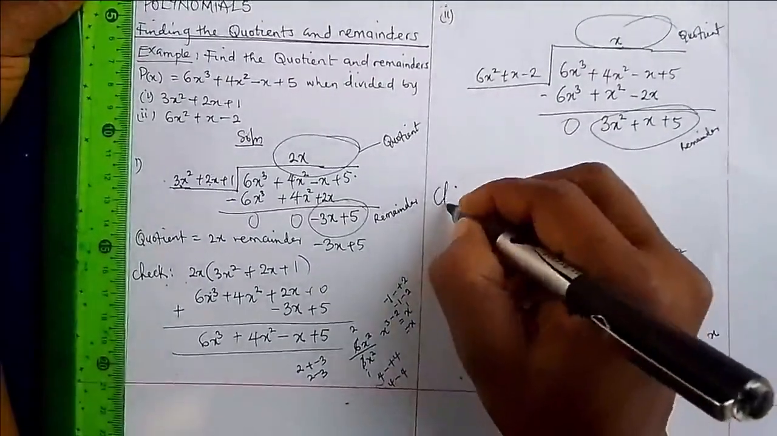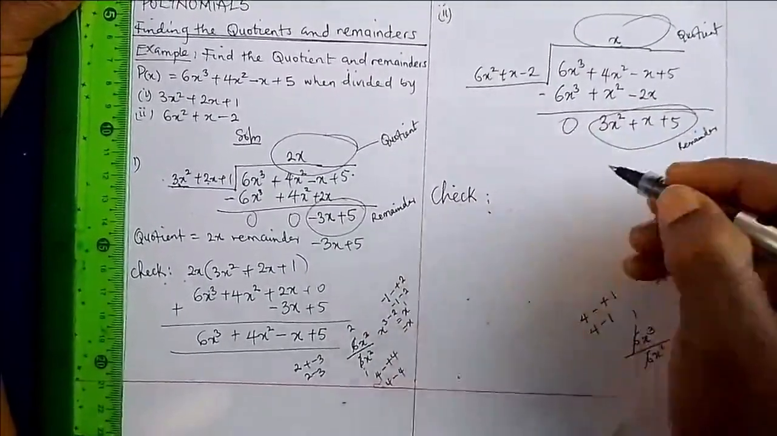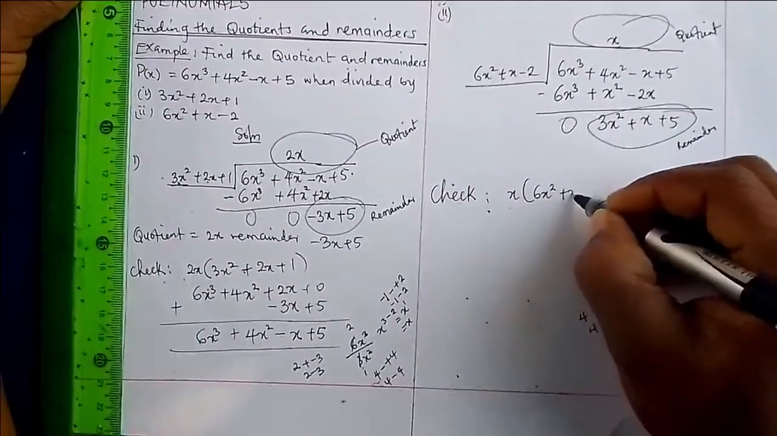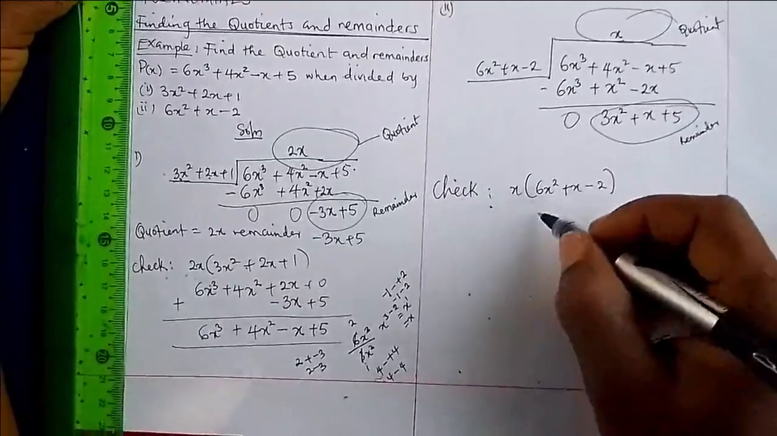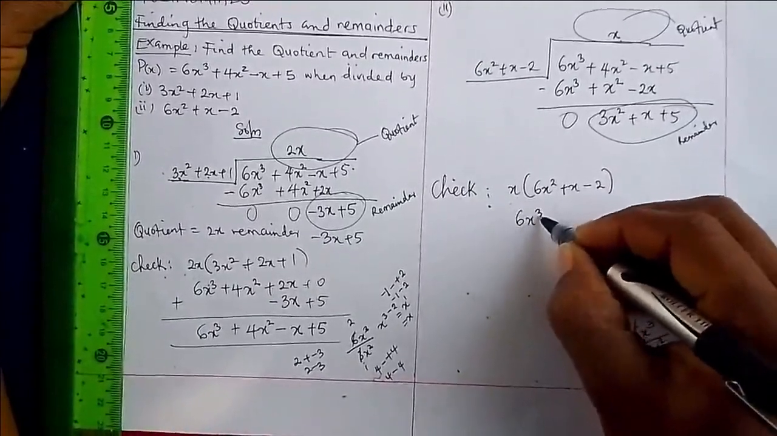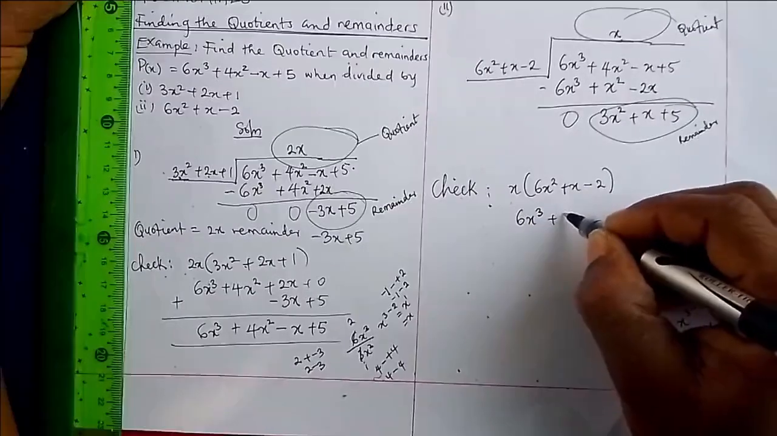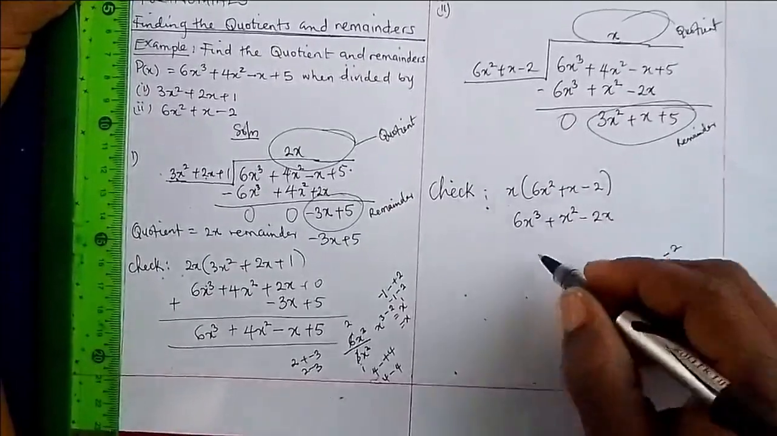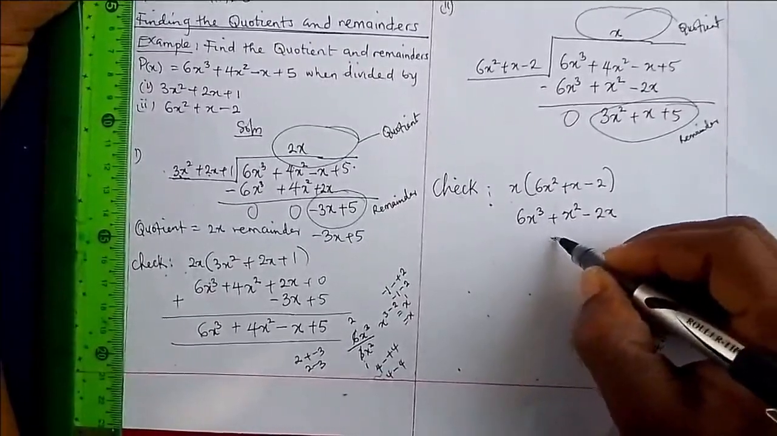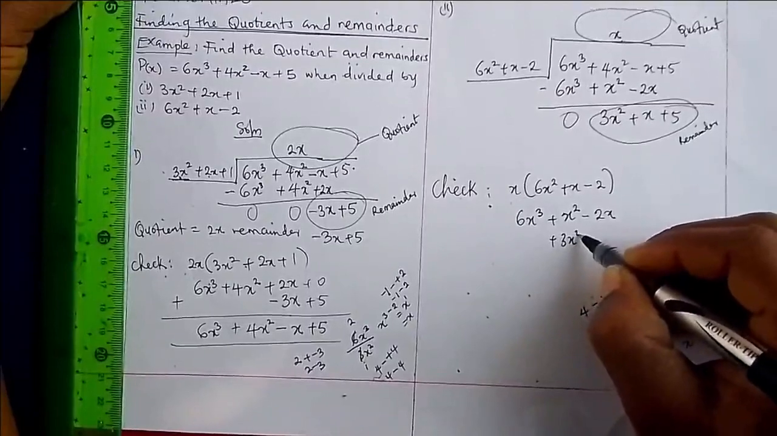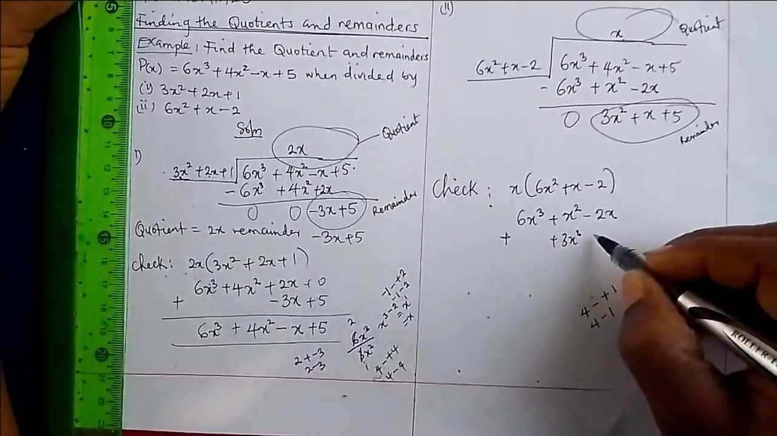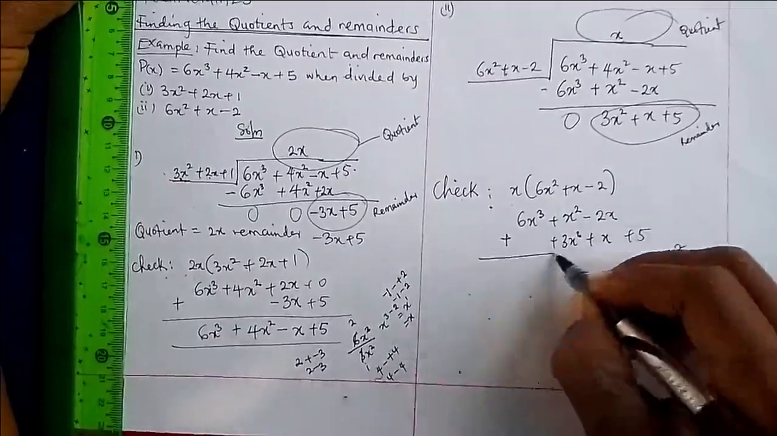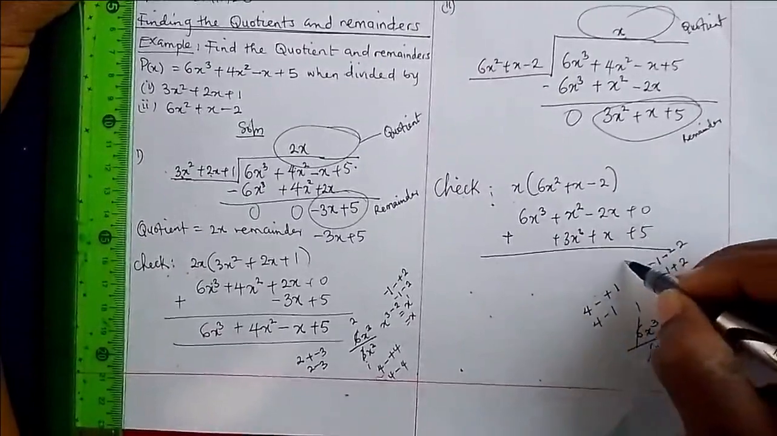Now let's check if our answer will give us back the question. So we have x multiplied by 6x squared plus x minus 2. So we have 6x raised to the power of 3 plus x squared minus 2x. Add it to the remainder. The remainder is 3x squared plus x plus 5. This is an inverse, so we have plus 5.